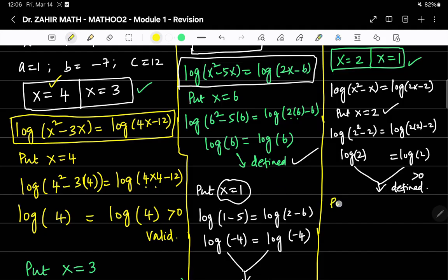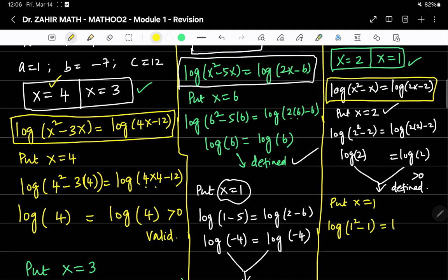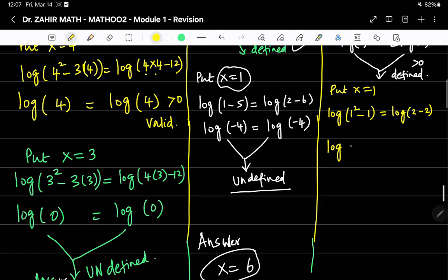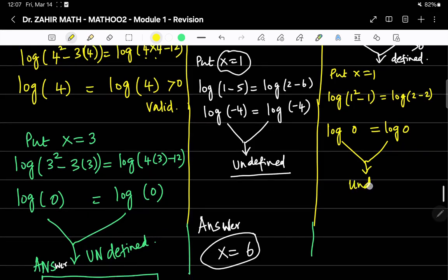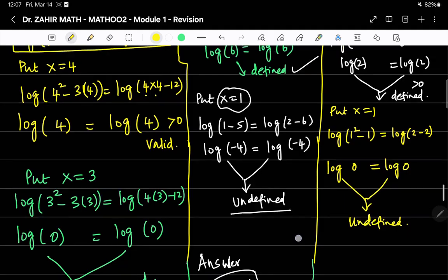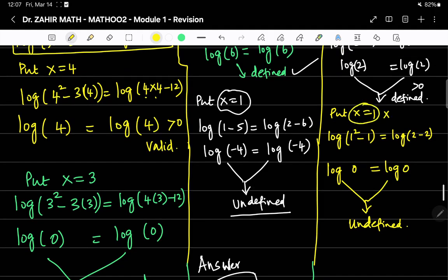Next, put x is equal to 1 in the same equation. Okay, right. So when I put x is equal to 1, I will get log of 1 square minus 1 equals log of 2 times 1 minus 2. What happens to your answer? Your answer goes as log of 1 minus 1, which is 0, and 2 minus 2 is 0. I told you log 0 is not defined. Just now I said it. Which is undefined. So it means your x is equal to 1 is not your answer.